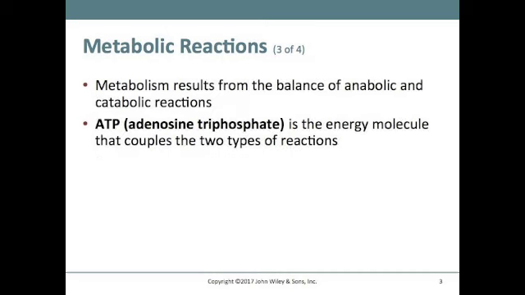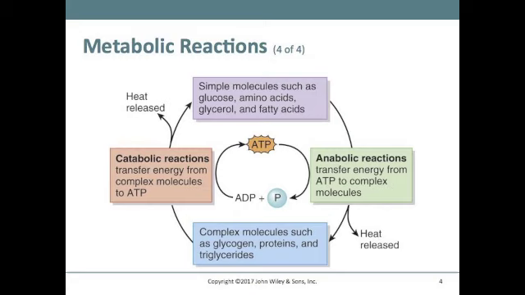Metabolism results from the balance of anabolic and catabolic reactions. The molecule that most often performs this task is ATP. ATP consists of an adenine molecule, a ribose molecule, and 3 phosphate groups bonded to one another. This is on page 1001. This is figure 25.1. This shows the coupling of energy-releasing and energy-requiring reactions that can be achieved through ATP.